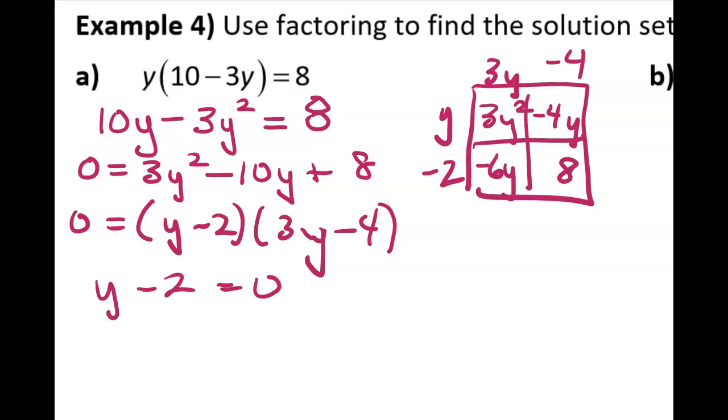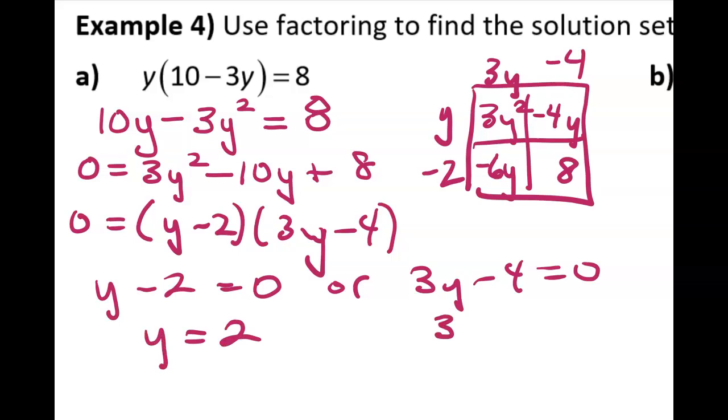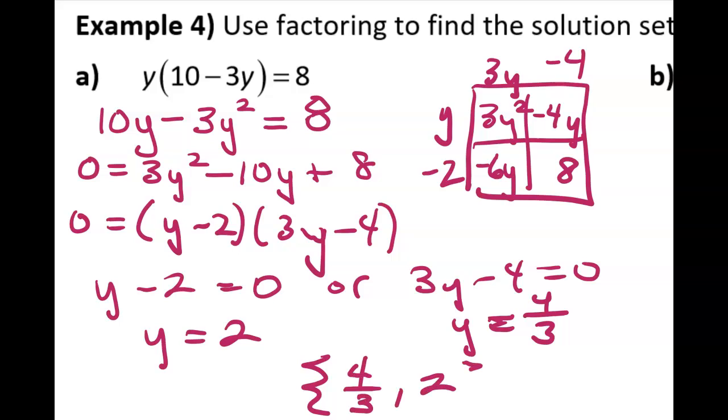So either y minus 2 equals 0 or 3y minus 4 is equal to 0. Adding 2, and adding 4 and then dividing by 3, we get 4/3. So in order, our solutions are 4/3 and 2.